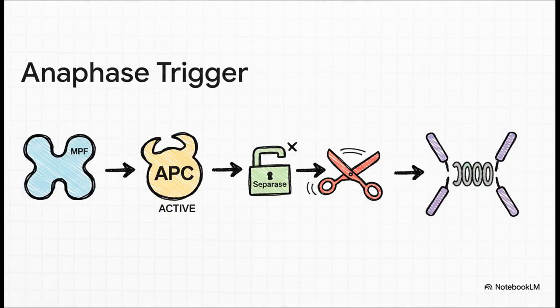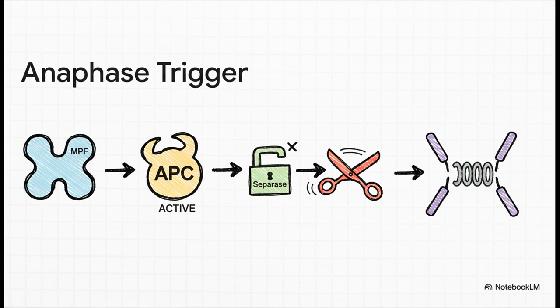One of MPF's most critical jobs is to set up the separation of the chromosomes. But first, another checkpoint, the spindle assembly checkpoint, has to give the all-clear, confirming that every chromosome is properly attached to the mitotic spindle. Only then does MPF activate a protein complex called the APC. Think of the APC as a demolition crew. Its first target is a protein called securin, which it tags for immediate destruction.